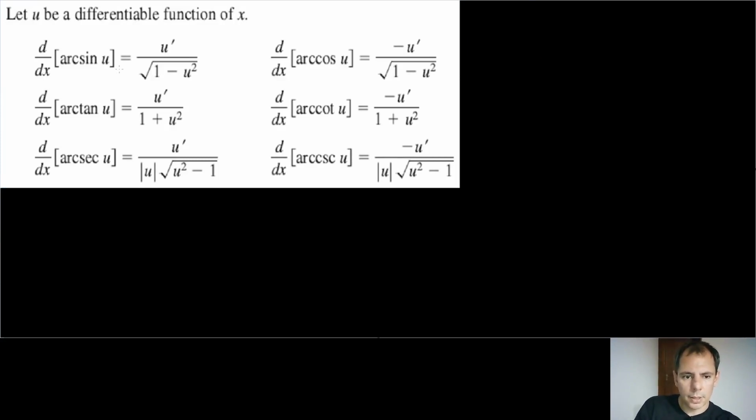But you can also see that there's a pattern. For example, the derivative of the arc sine versus the derivative of the arc cosine is just a change from positive to negative, right? The arctangent to the arc cotangent is just positive to negative, and the arc secant to the arc cosecant is also from positive to negative. I'm going to prove the first formula, the derivative of the arc sine, in one way. I'm going to prove the derivative of the arc cosine in another way.